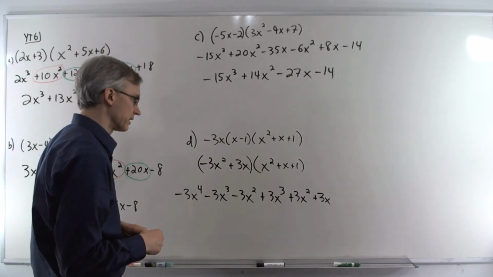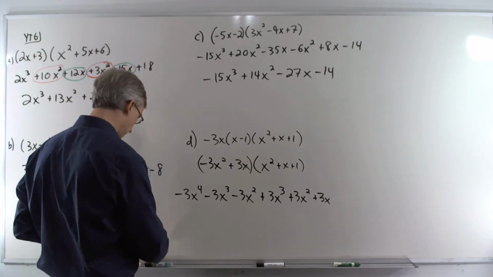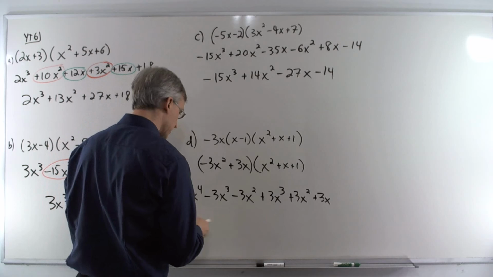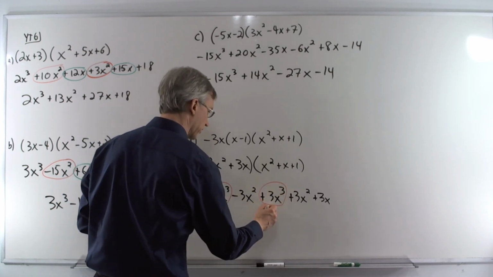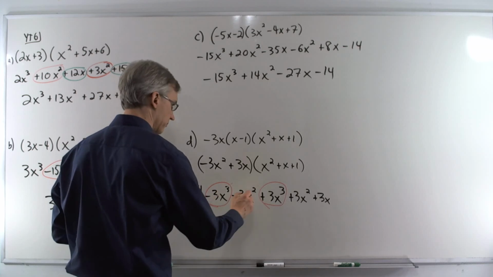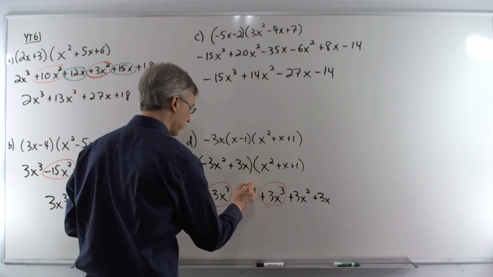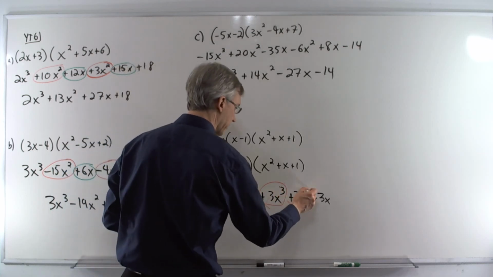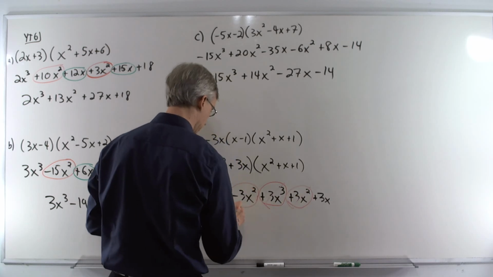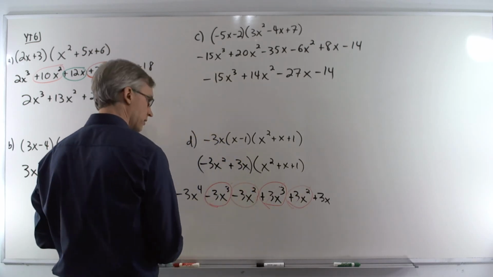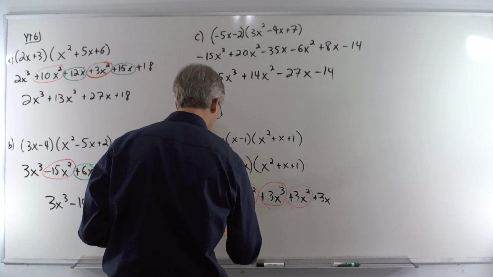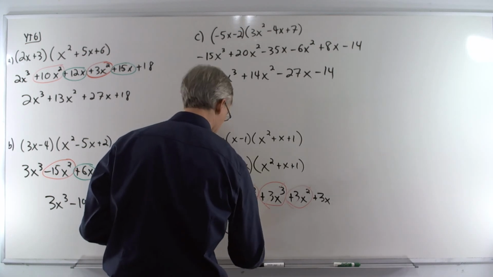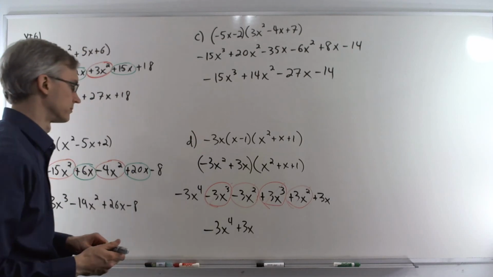All right, now I've got some cancellations here. So we've got negative 3x to the third and positive 3x to the third. Those cancel each other out. And we got negative 3x squared and positive 3x squared. Those cancel each other out. So the final answer is negative 3x to the fourth plus 3x.